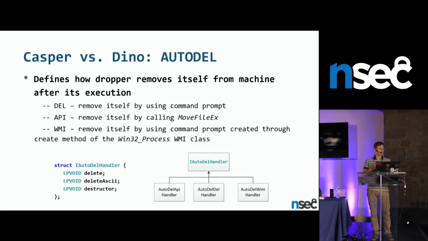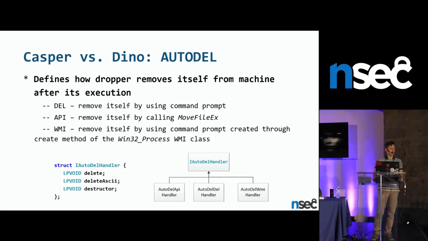And Autodel defines how malware actually removes itself from the system after infection. And there are also different subclasses related to API usage: MoveFile to remove itself, or using the command prompt, or using Windows Management Instrumentation classes. And the usage of each particular subclass depends on the configuration parameters of the malware.